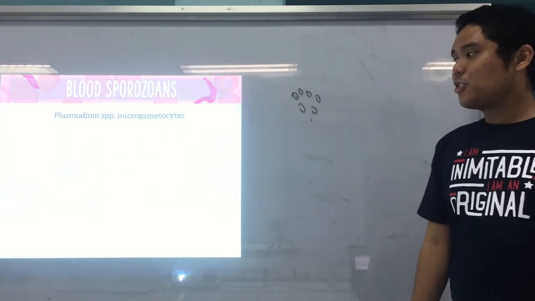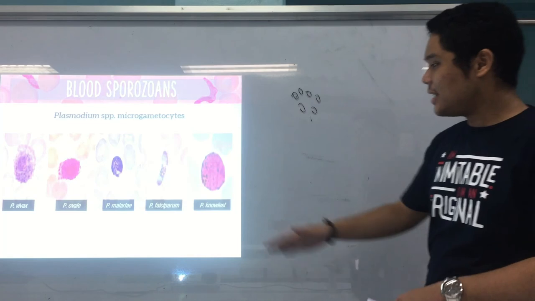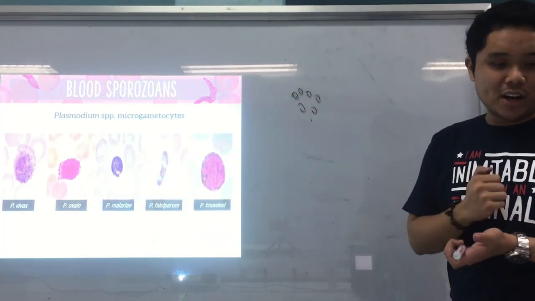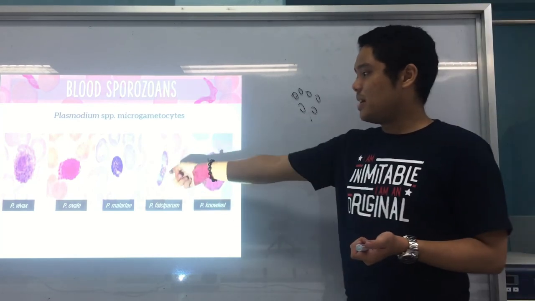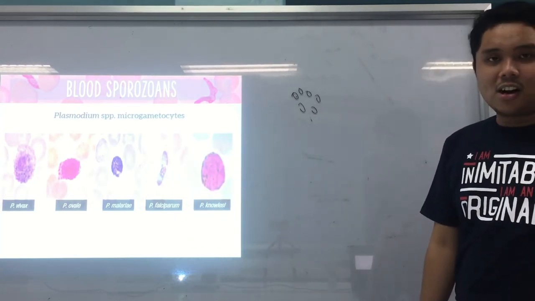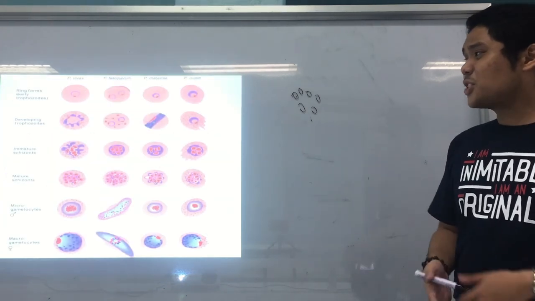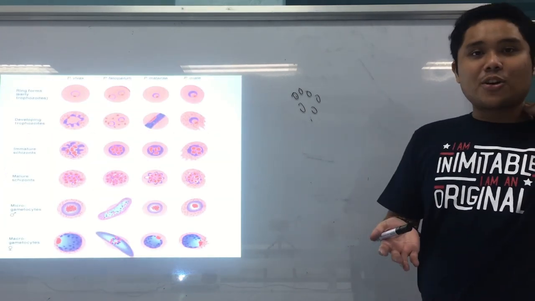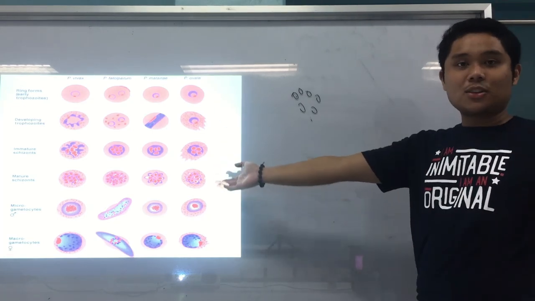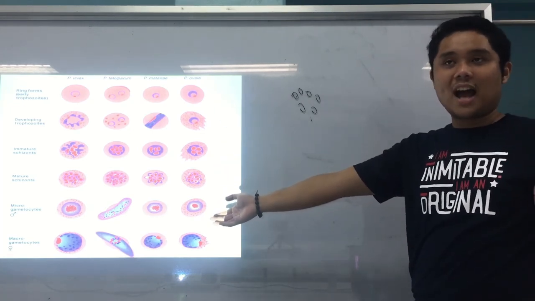And lastly, for the microgametocytes, they're all the same size, circle or ovoid. And the difference, very specific, is for P. falciparum, which is banana shaped or crescent shaped. And for visual purposes, it's clearer. This is also seen in the PowerPoint lecture handout.